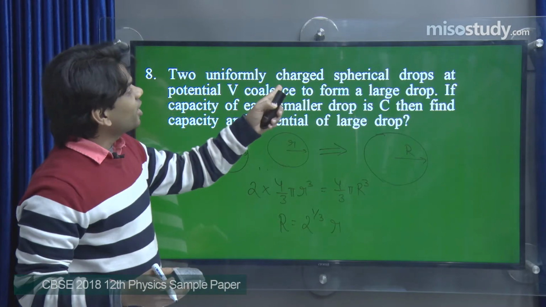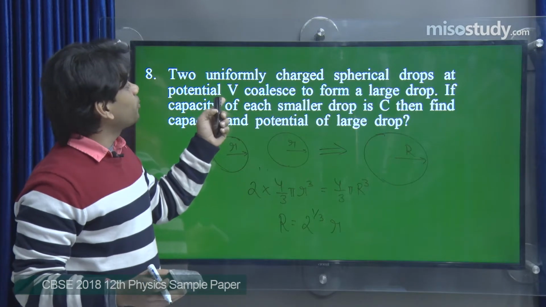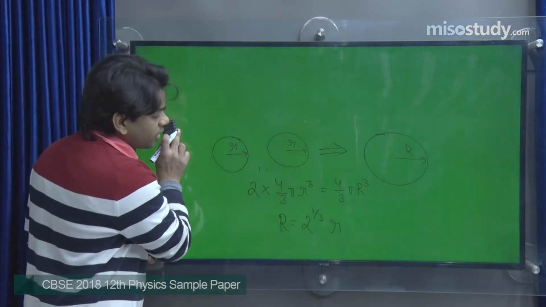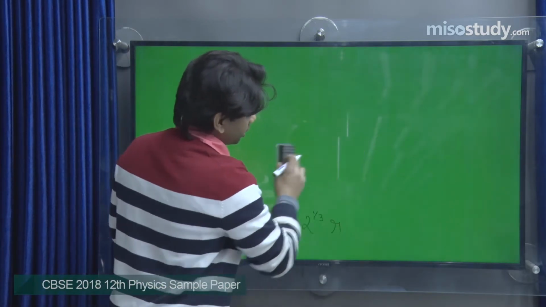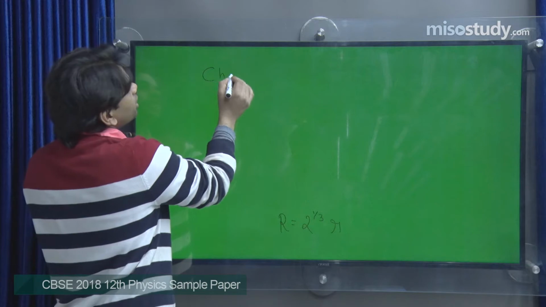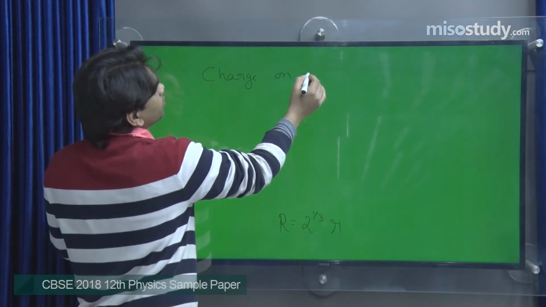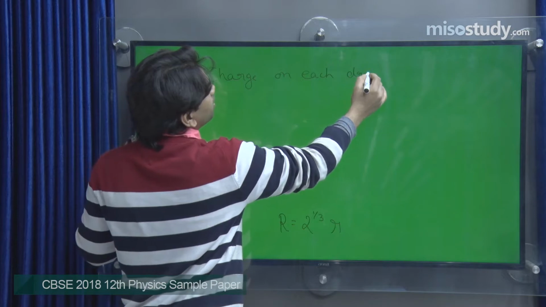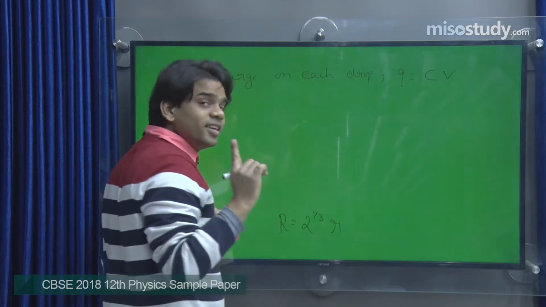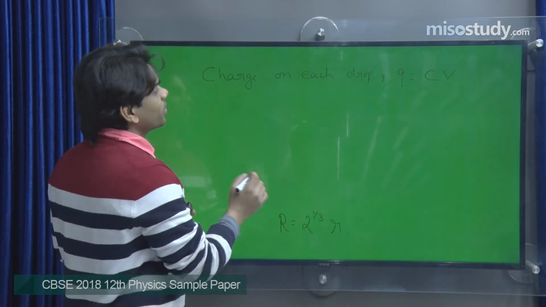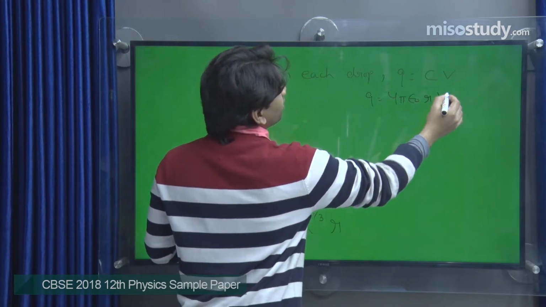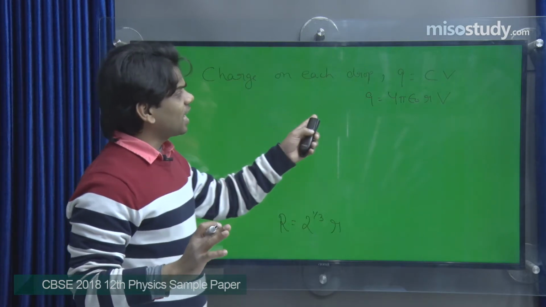Now you see here, they are uniformly charged spherical drops at potential V. So let's evaluate the charge on each drop. Already we have this relation. I want you all to keep this relation with you. Now if they are charged to a potential V, the charge on each drop will be nothing but, use the formula Q equals CV. So C into V, where C is equal to 4 pi epsilon naught r. You have to remember this. So Q is equal to 4 pi epsilon naught r into V. We got this.